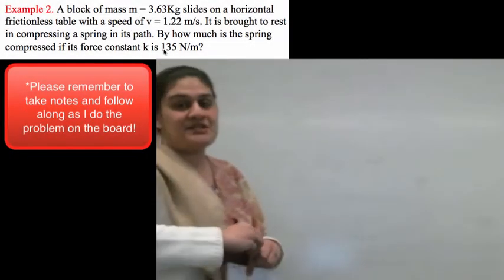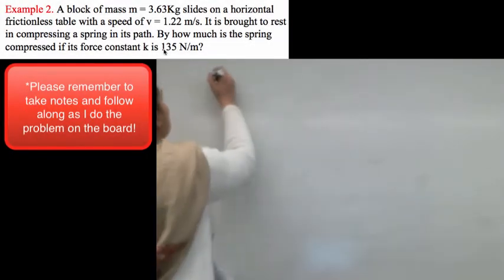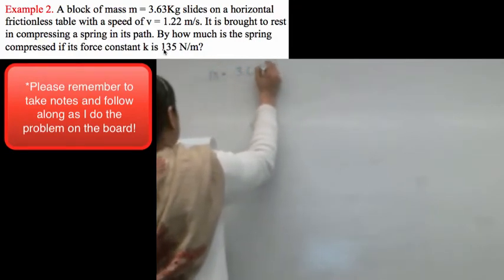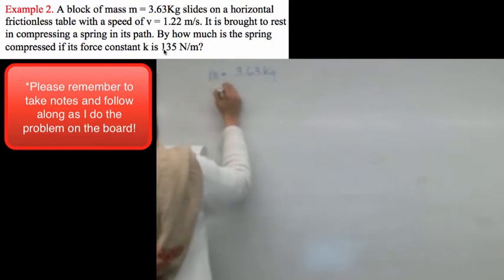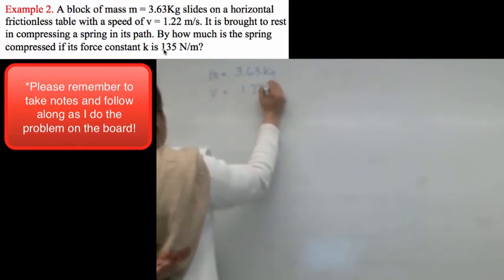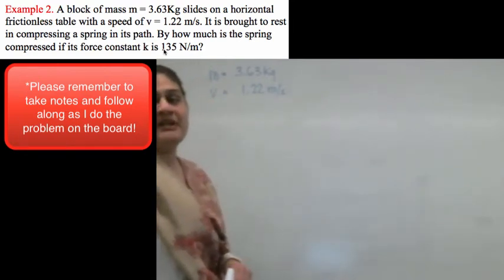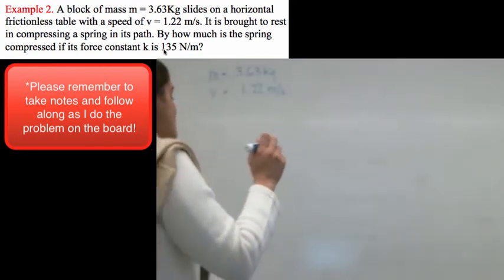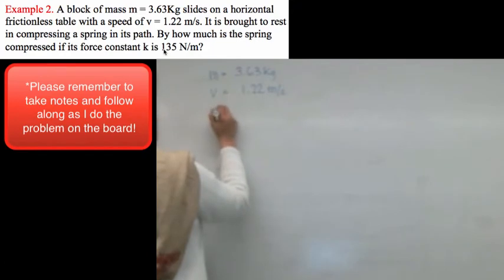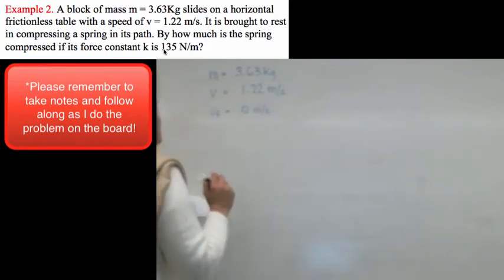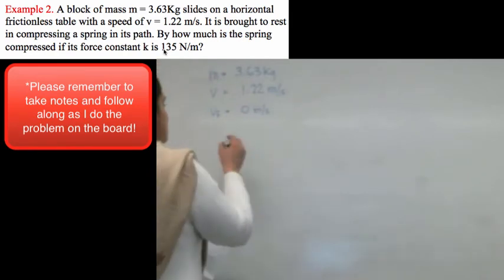So in this case, it gives us a block of mass m, which is equal to 3.63 kilograms. And it has a velocity of 1.22 meters per second, right? And it says that it is brought to rest, okay? So that's important. That means its final velocity equals 0 meters per second. It is brought to rest by means of compressing a spring.